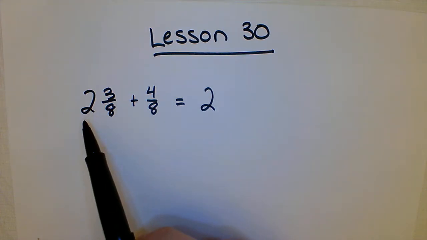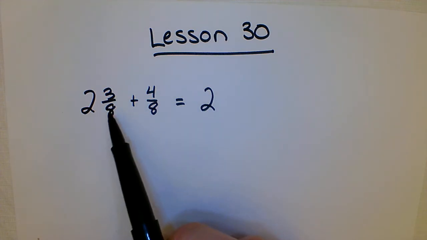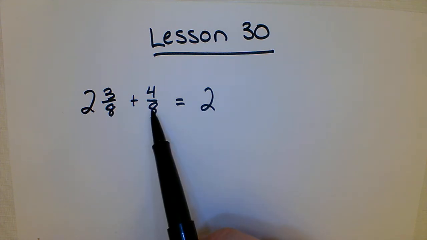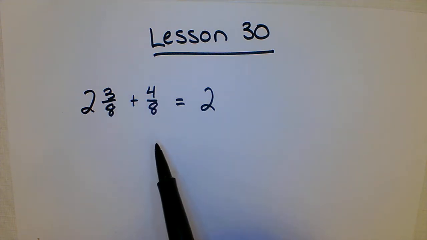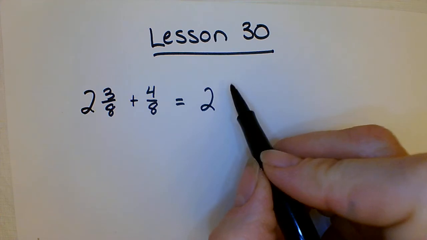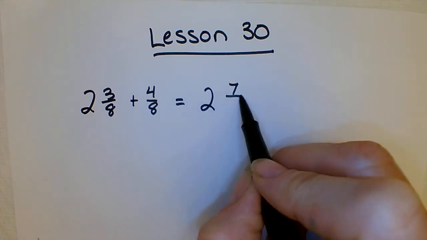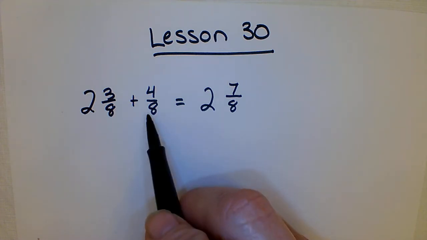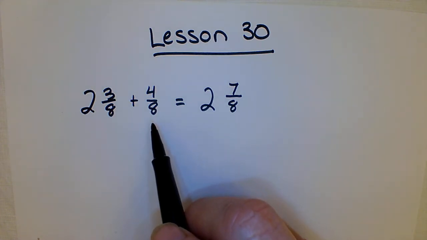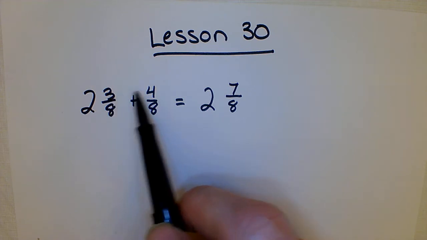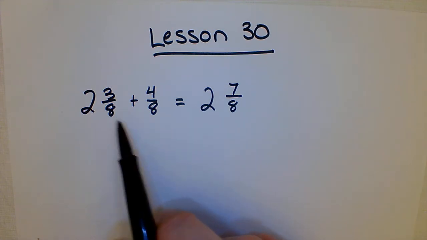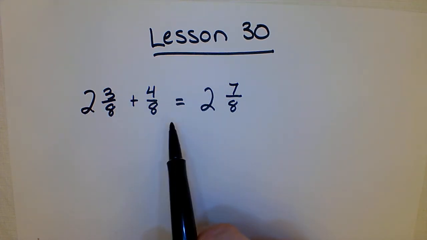Okay, so we have our 2. Now let's add 3/8 plus 4/8. And when I add 3/8 plus 4/8, since the denominators are the same, I can just add my numerators. 3 plus 4 is 7. And my denominator stays what it is, 8. And again, this is telling us the size of the pieces, or how many pieces make up a whole. So here we have 3 pieces plus 4 pieces is 7 pieces. What size are those pieces? They're eighths.